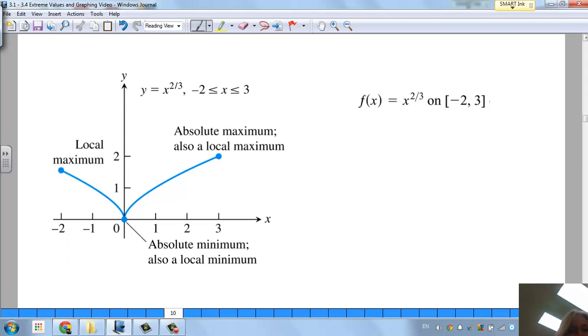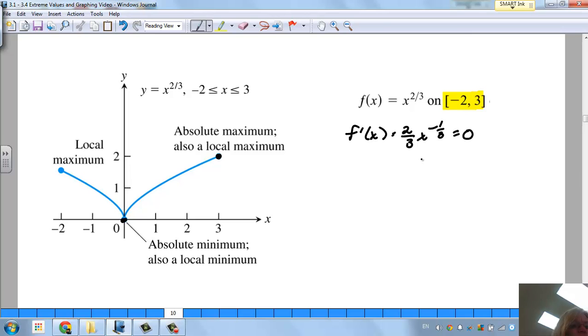So I have this weird little function here, and this is an absolute min. You can tell by looking at the graph. It's also a local min. Here I've got 2 points. This looks like an absolute max, and this looks like a local max. So let's do our derivative. So I have f prime of x equals 2/3 x to the negative 1/3, and put it equal to 0. Now our interval here, if you'll see, is from negative 2 to 3. So I've got to evaluate the endpoints too.